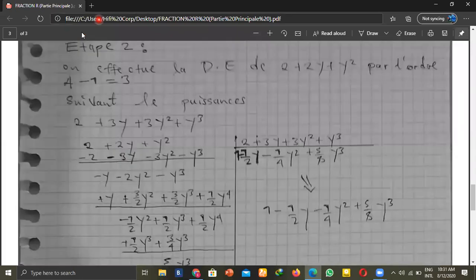I've got a question. Yes. How do you know that x is equal to positive infinity there? X is equal to what? Positive infinity. X is equal to positive infinity.